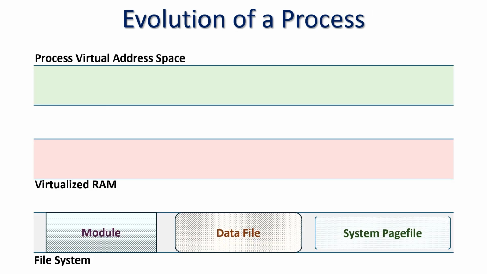The Windows Memory Manager gives each process its own virtual address space, filled with virtualized RAM, which is backed by the file system. In this diagram, this part of the process's virtual address space and the virtualized RAM are empty. Virtualized RAM is demand paged, meaning no actual physical RAM is used until the code is executed, or until data is read or written.